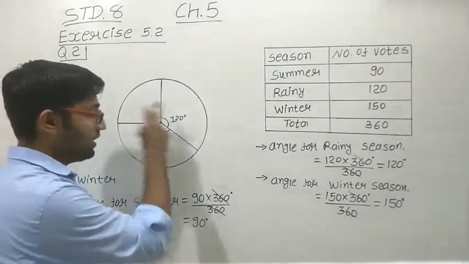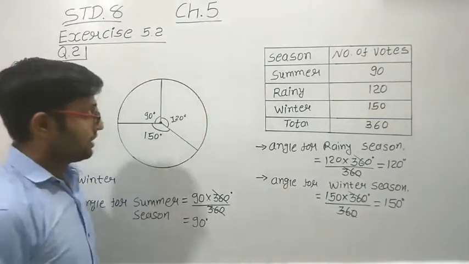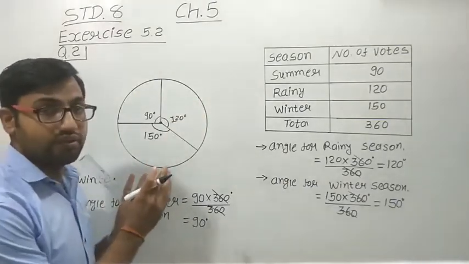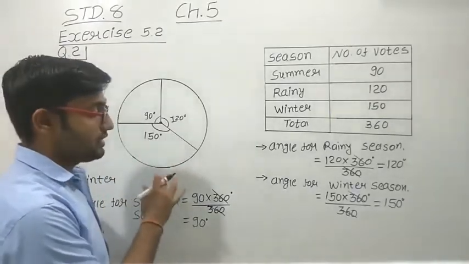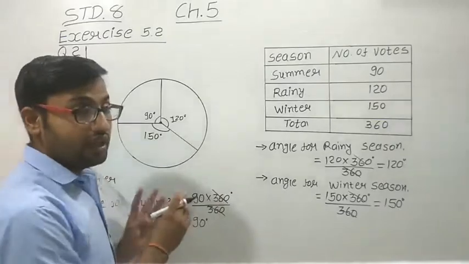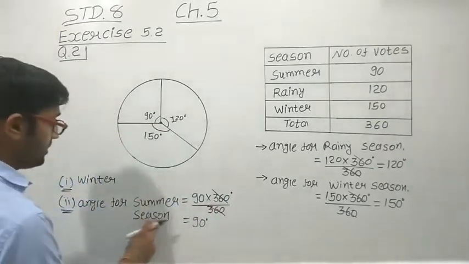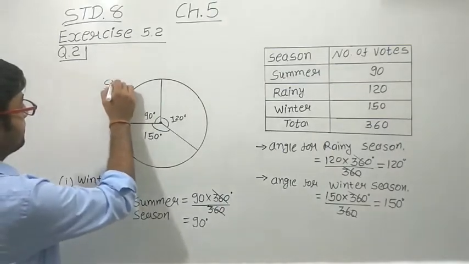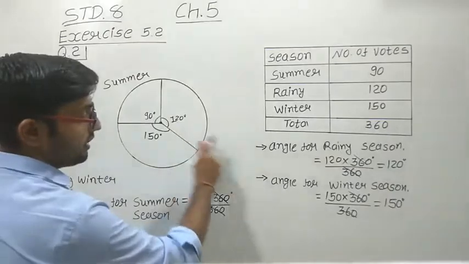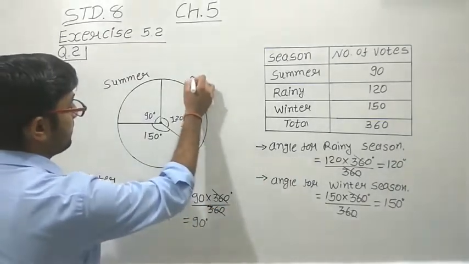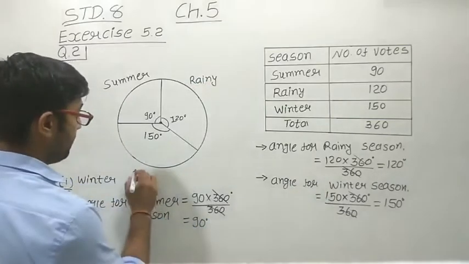As there are only 3 data, we get 3 sectors. This is what we call a pie chart, right? This is how we make the pie chart, we relate the information here. Now write down all the information, that this 90° is for which season. This is the summer season. This 120° is for what? The rainy season. And the third is for the winter season.